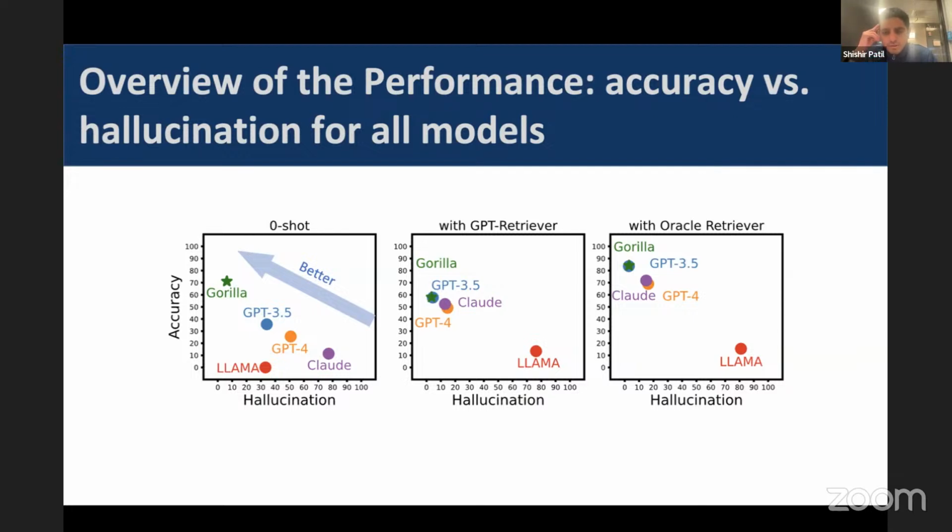I think there's another sub question: why does hallucination increase as we give retrieved documents? If I recall correctly, this is a pretty interesting question, right? And the other dual of this question is, why is it that even with an Oracle retriever, you still have hallucination even for something like GPT-4 and GPT-3.5?